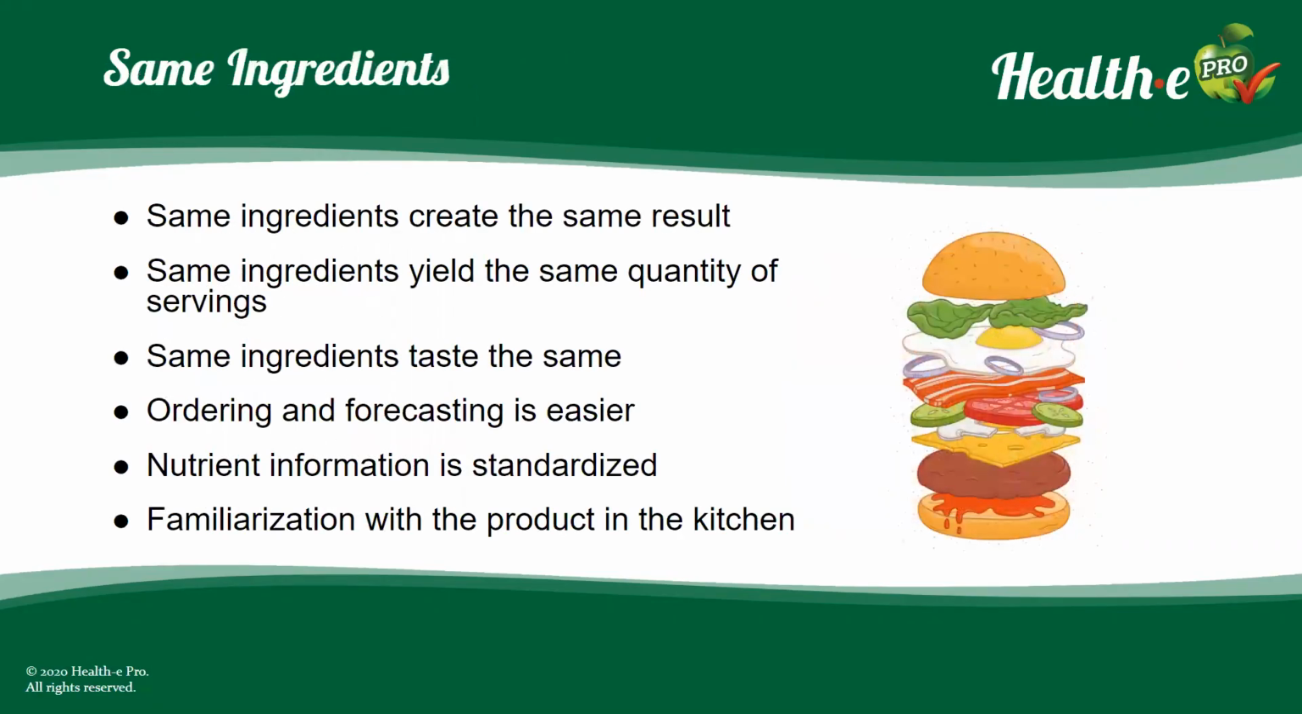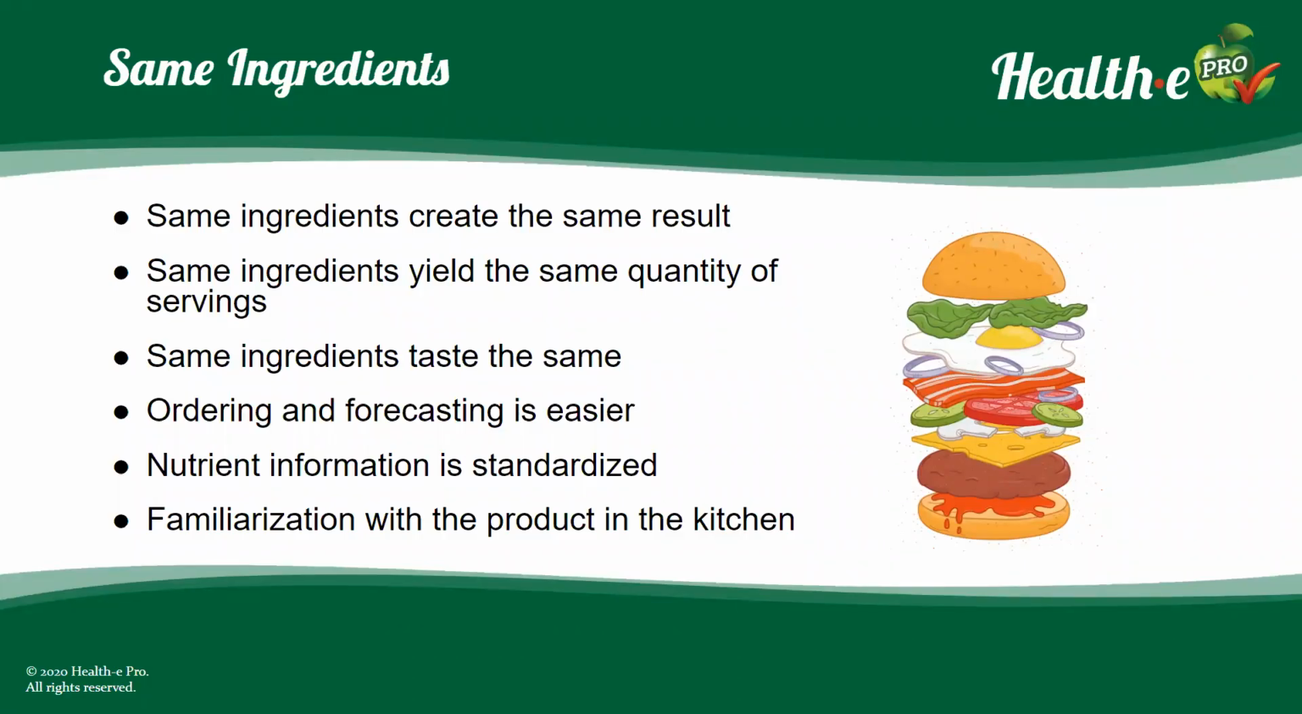The first benefit of a recipe is that it identifies the ingredients to be used. This allows for the same yield, same taste, and same nutrient information and preparation. That ensures the same result each time. Knowing the item in use helps with ordering and forecasting. So let's try an example.